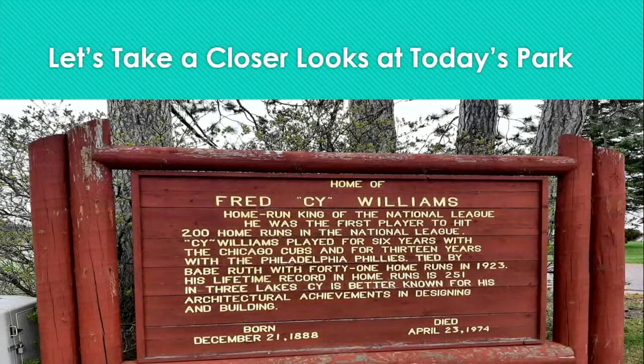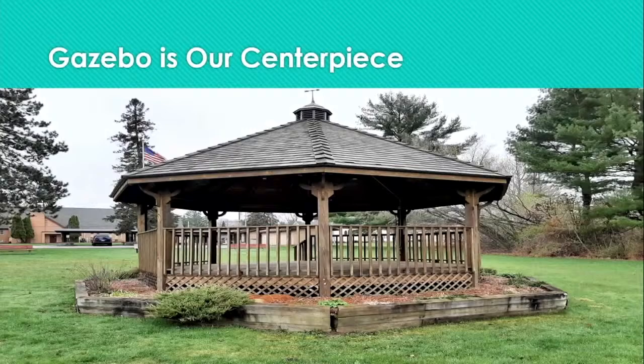So now we'll take a quick look at a few things that are currently in the park. This is a highlight of what the park is all about, and I think that we can perhaps in the long run do an even better job of highlighting Cy Williams and maybe sprucing up the sign a little bit at the very least. But there are some other ideas about how to enhance that even further. Picture of the gazebo. It is our centerpiece for the park.